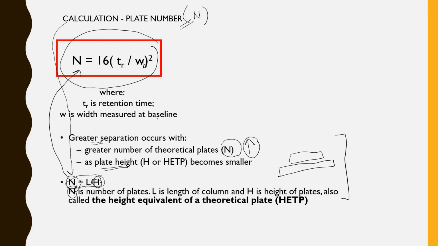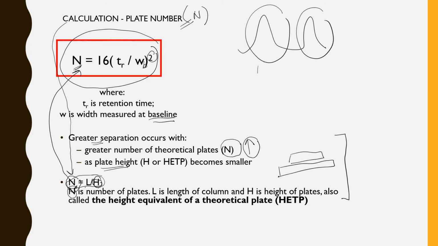Here WB is the baseline width, and then to the power of 2. Okay, from that you can compare the value for N. So from here, you know that to calculate N, each of the peaks has its own N. So it is different from the resolution. Resolution is where you want to compare two peaks that are nearest to each other. Is it well separated or not? From N, each peak should have its own plate number. So based on this calculation.